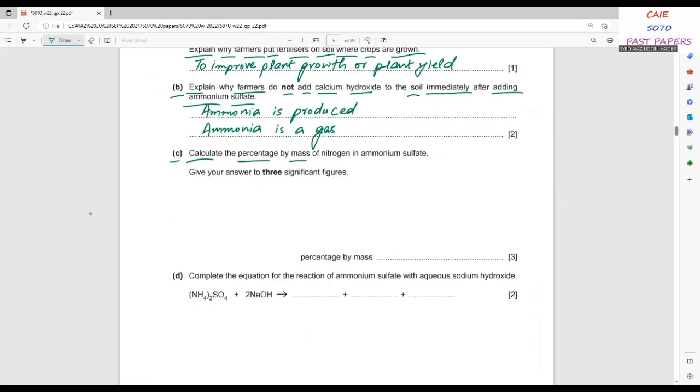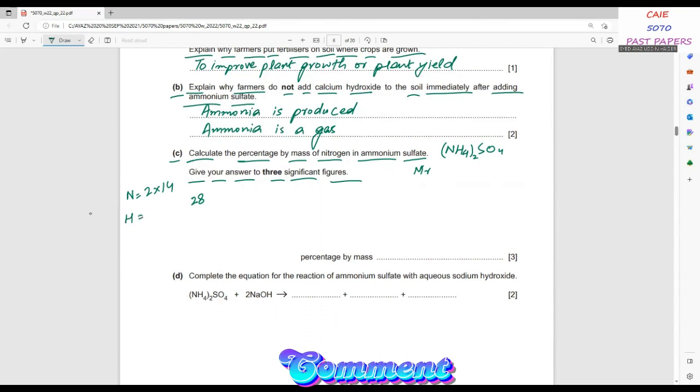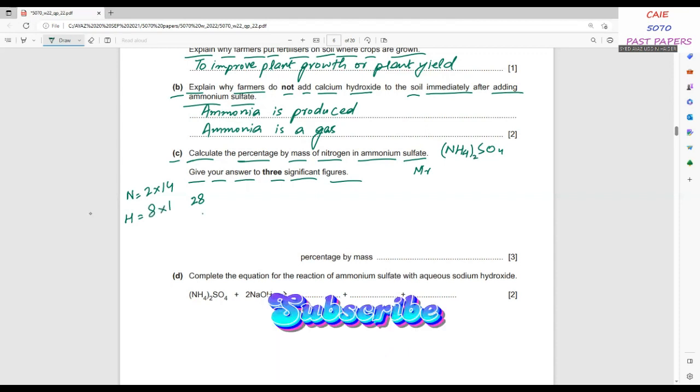C, calculate the percentage by mass of nitrogen in ammonium sulfate. Give your answer to three significant figures. I'm writing the formula of ammonium sulfate here. (NH4)2SO4. First of all, we need to calculate the Mr of this ammonium sulfate. For nitrogen, the Ar is 14. There are two nitrogen atoms, so we'll multiply 2 by 14. We will get 28. Hydrogen, 4 multiplied by 2, we will get 8. 8 multiplied by 1, again we will get 8.